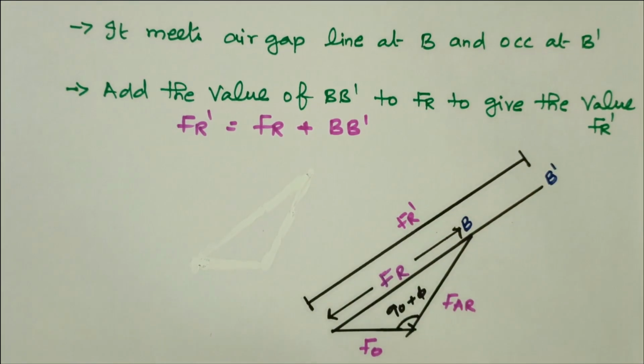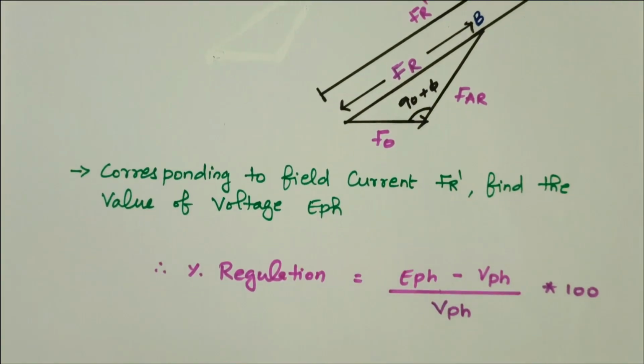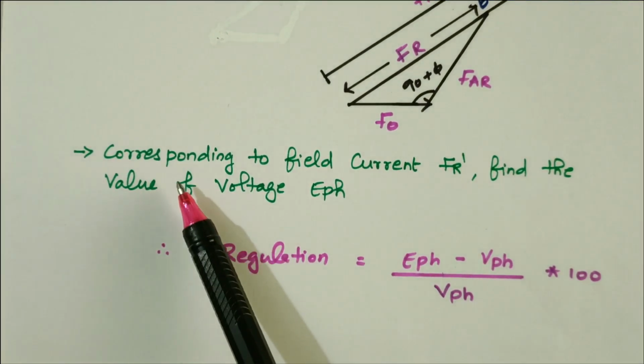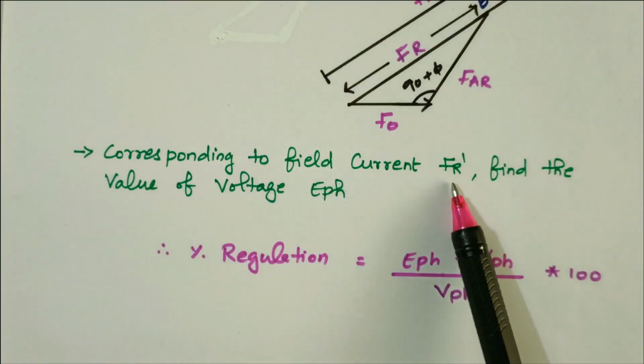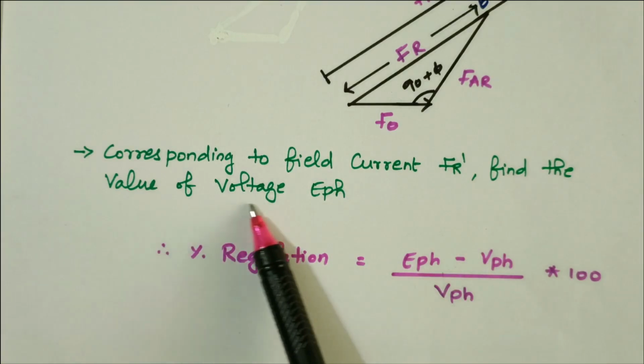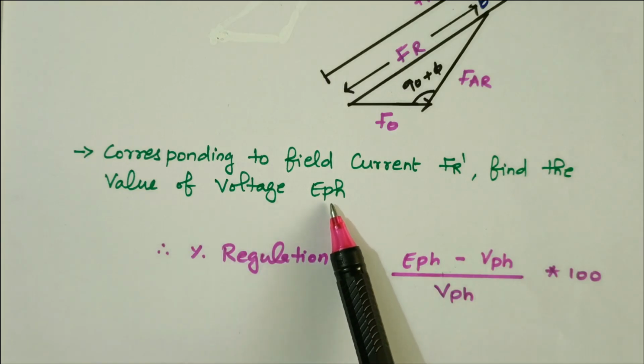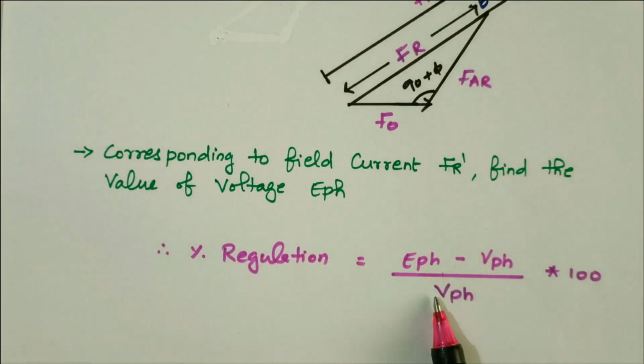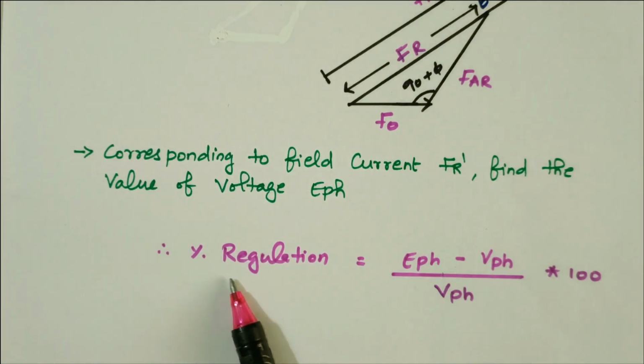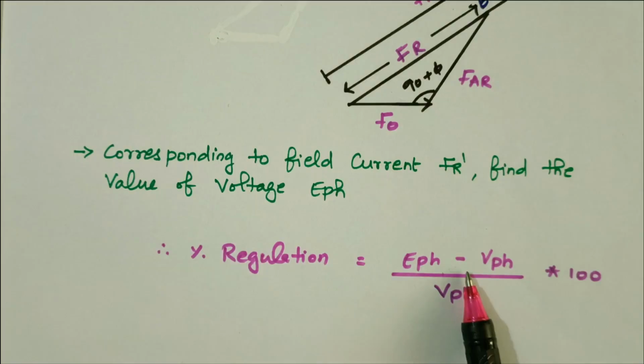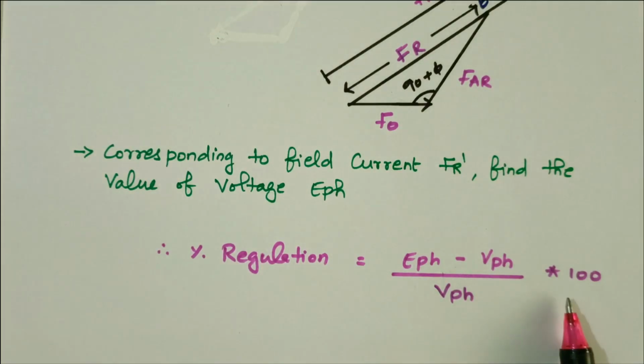So from this FR dash, again we need to draw the line. Corresponding to field current FR dash, find the value of E phase. Once E phase is calculated, we can find the regulation using this formula: percentage regulation equal to E phase minus V phase divided by V phase into 100. So we discussed here the ASA method to find the voltage regulation.